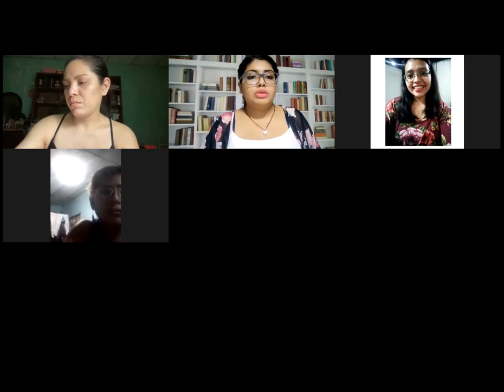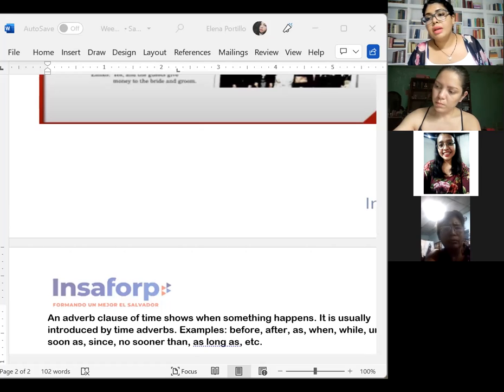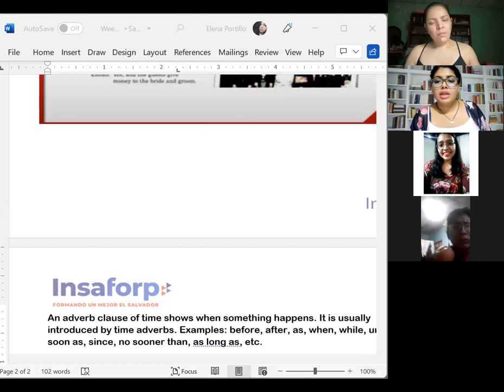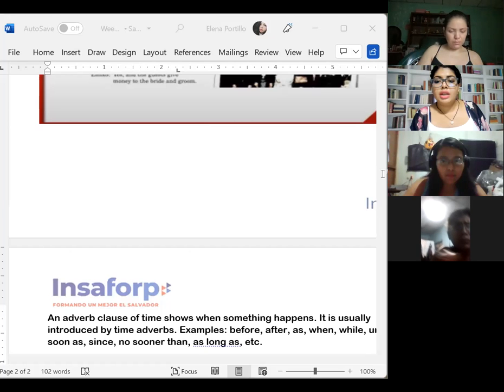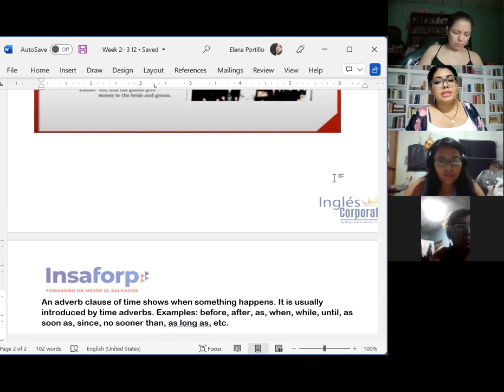So we are going to go to the information that we were reading yesterday. Let's continue with this part of the topic. We have this information here that says what is the adverb clause of time, and the examples. It says an adverb clause of time shows when something happens. It is usually introduced by time adverbs. Examples: before, after, as, when, while, until, as soon as, since, no sooner than, as long as.